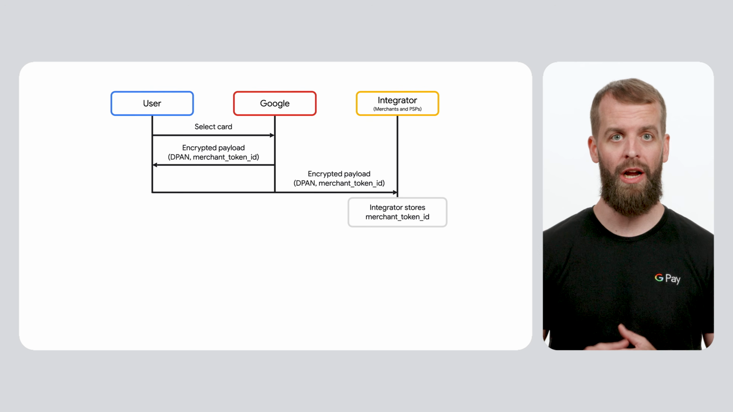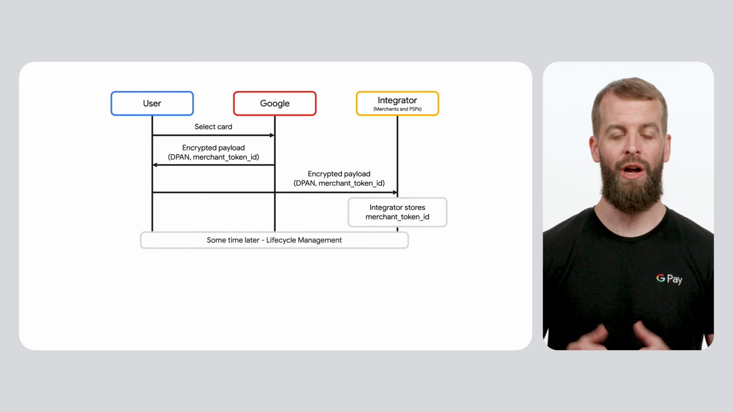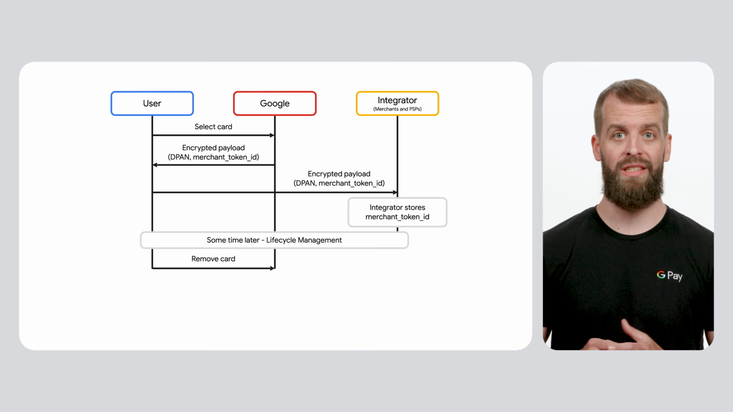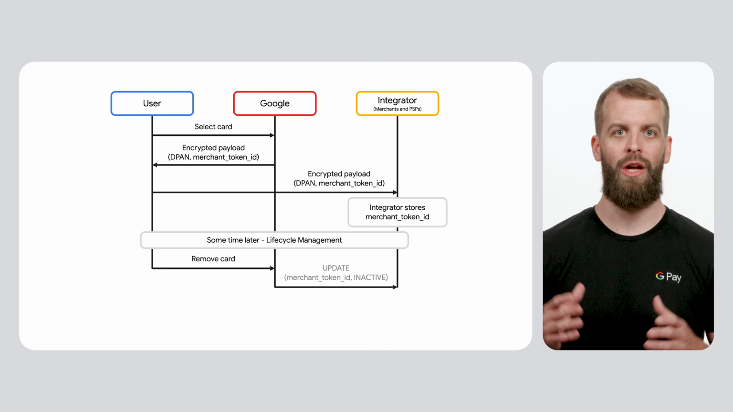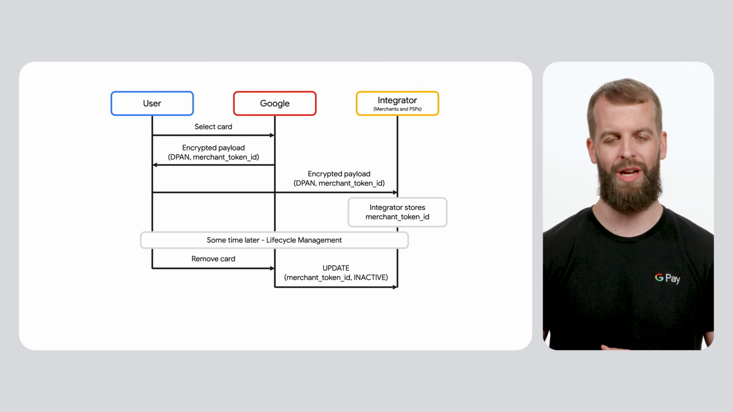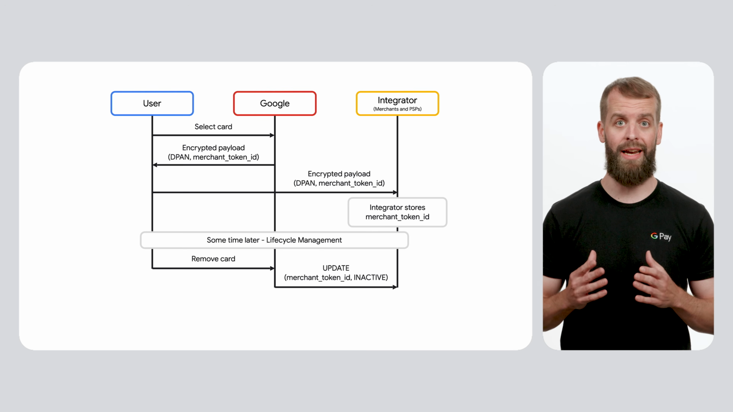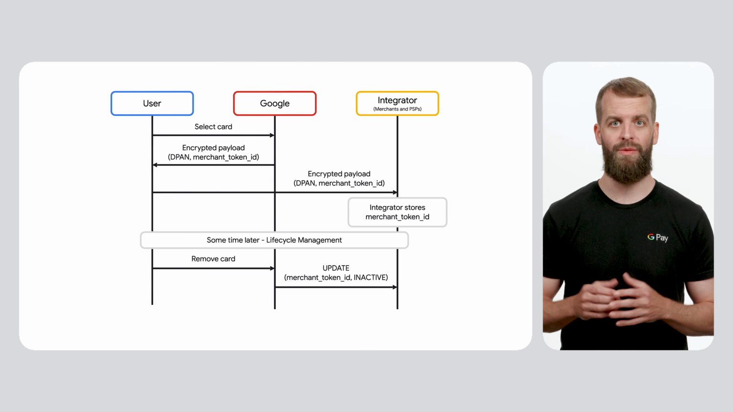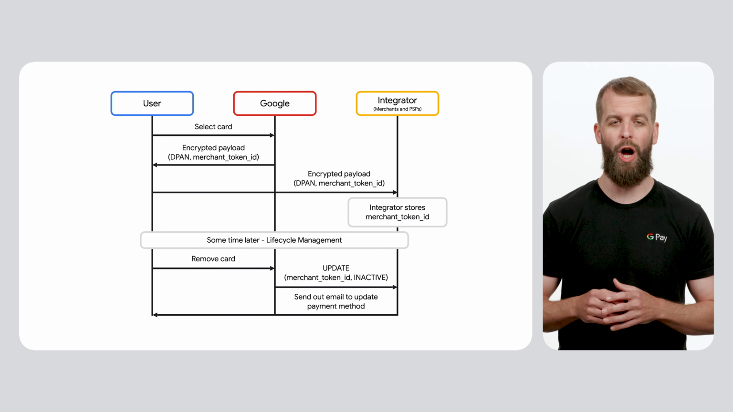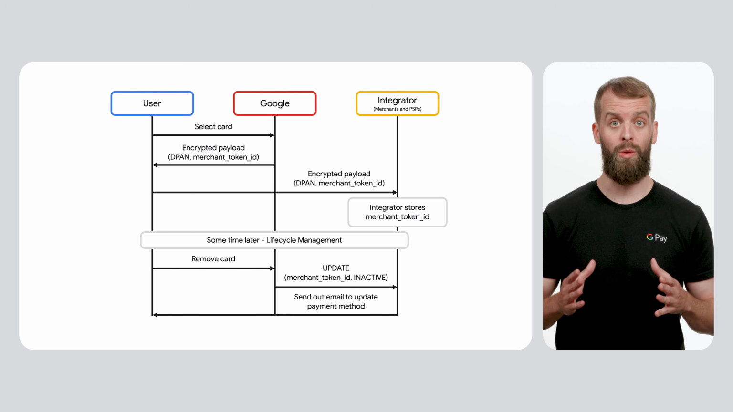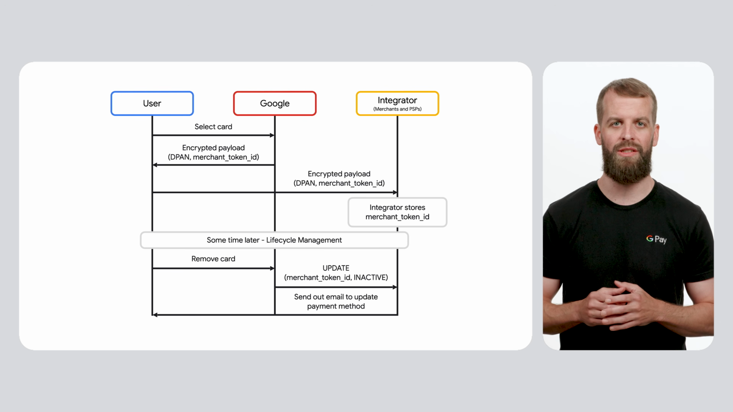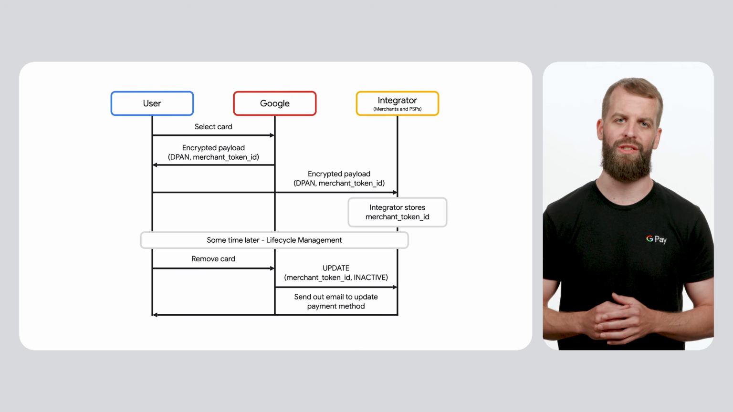At a later stage, when the underlying payment credentials change, for example, if the user removes their card from Google Wallet, Google sends an update lifecycle notification to the integrator with the merchant token ID. The integrator can now react to this notification. One possible way to do this would be to send an email to the user to update their payment method. Note, it is very important to understand that in most cases, lifecycle notifications are received and handled by the payment service providers instead of merchants.